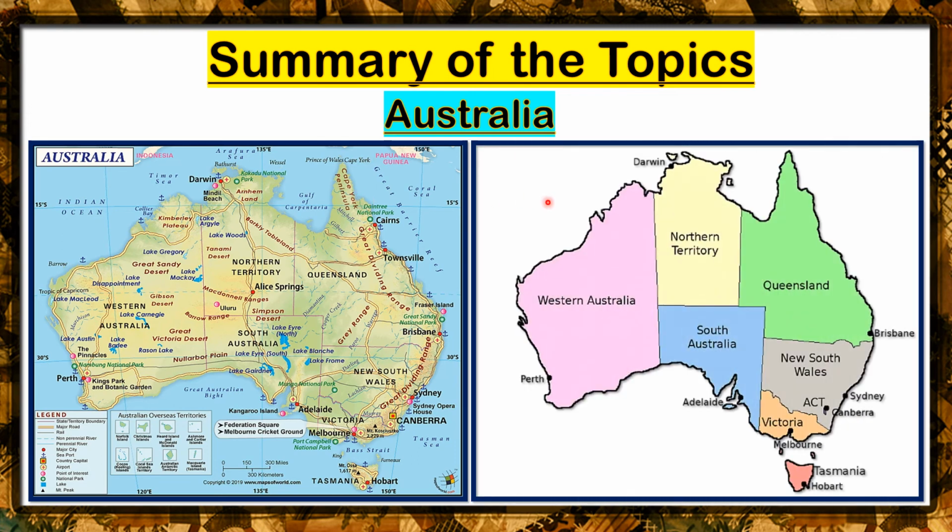Next, these are the major territories of Australia. We have Western Australia, Perth, the capital city. Northern Territory, Darwin, the capital city. South Australia, Adelaide as the capital city. Queensland, Brisbane as the capital city. New South Wales, Sydney as the capital city. Victoria, Melbourne as the capital city. And Tasmania, Hobart as the capital city. The capital city of Australia is Canberra.